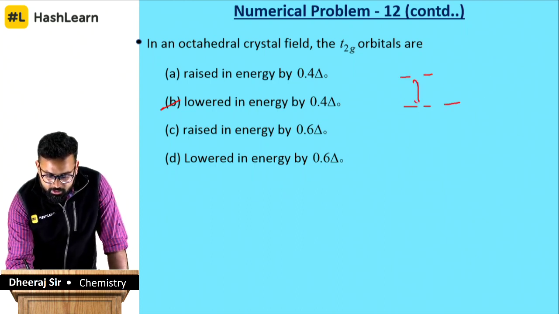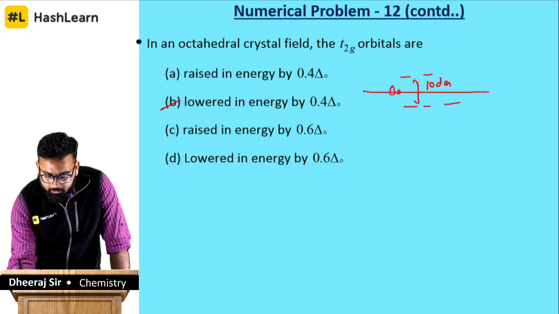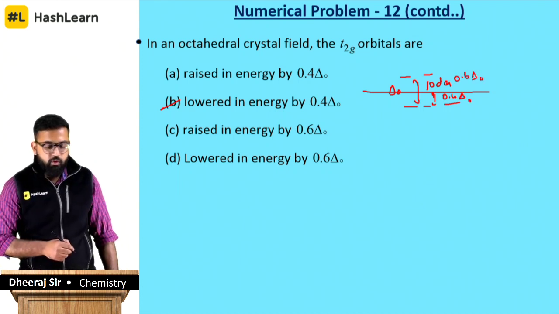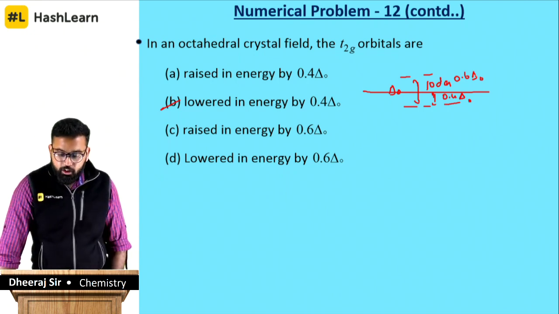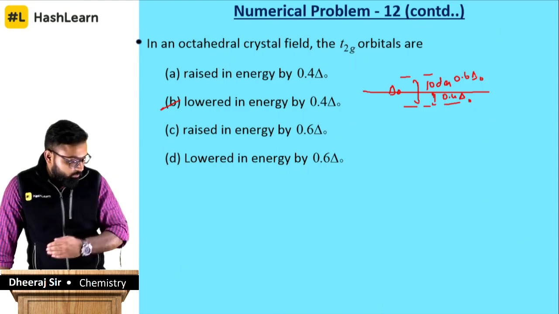So if this is 10 Dq, Delta naught, if you take the mean, this is 0.4 Delta naught and this is 0.6 Delta naught. So it is lowered in energy by 0.4 Delta naught. So T2g is below, Eg is above.